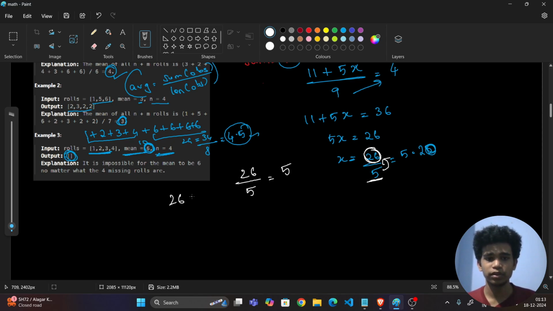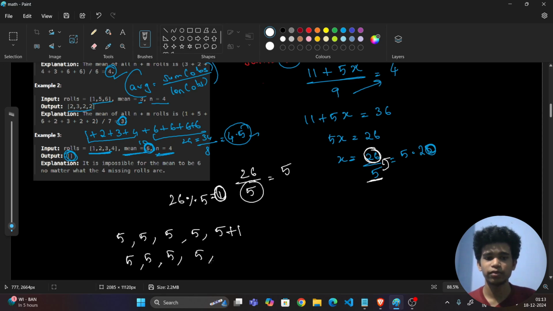Now take this 26 mod 5. What is the remaining value I will get? The remaining value will be 1. So from this I can say every value is 5 only: 5, 5, 5, 5 and 5. But only one value has an extra value, so plus 1. So it becomes 5, 5, 5, 5 and 6.